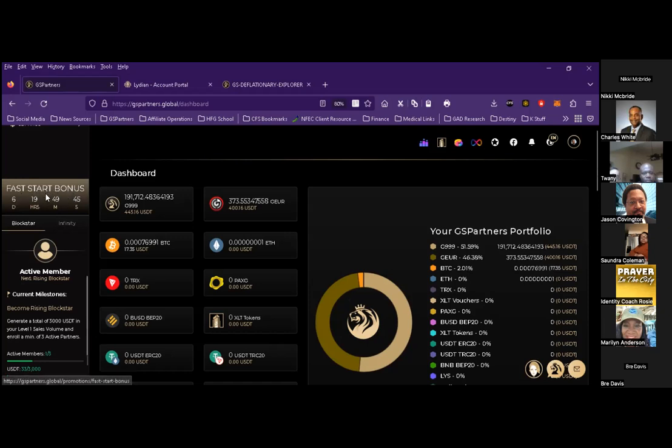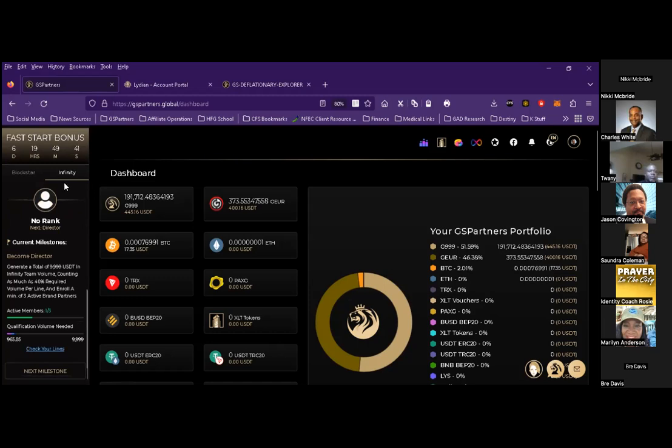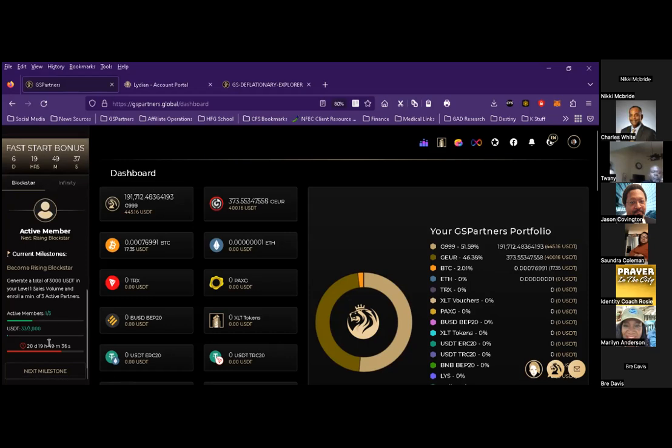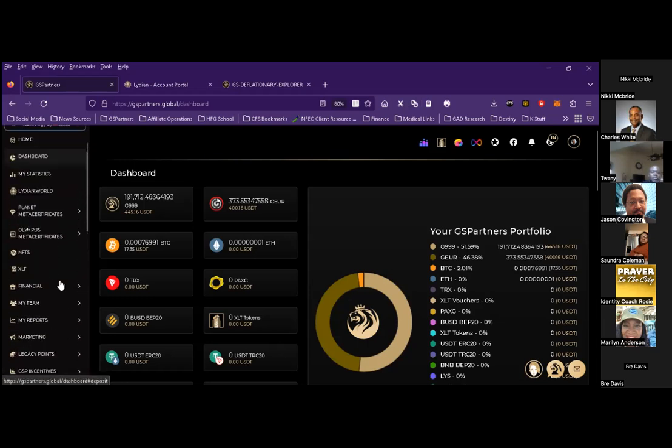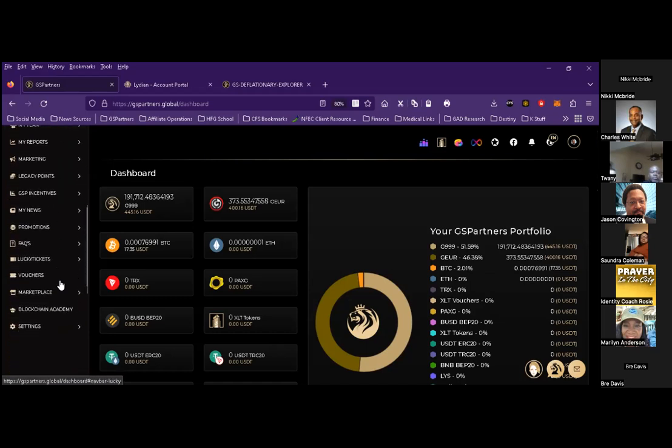Underneath the fast start bonus is a breakdown of your Blockstar and Infinity ranks and progress. So this is one way for you to actually take a look and see what ranks you have achieved, as well as what the qualifications are for each rank. So now let's jump up. You know what? Let's go back down.